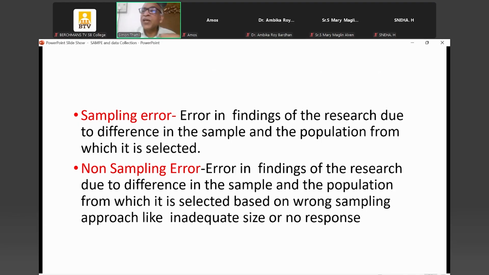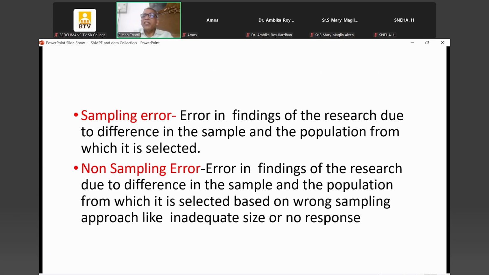And when you're saying non-sampling error, there's a difference in the sample and the population, but it is not because of sampling error, but because of the approach that you have adopted in the sample selection. Either the sample size is inadequate or there is no response. So these are certain things which are the essentials to understand when you take a sample.